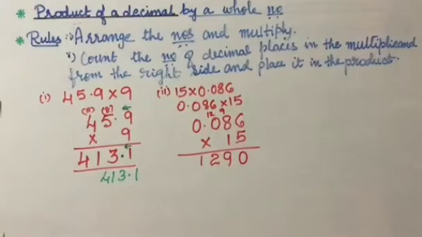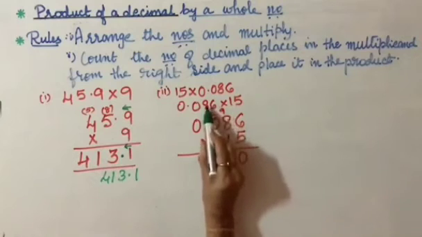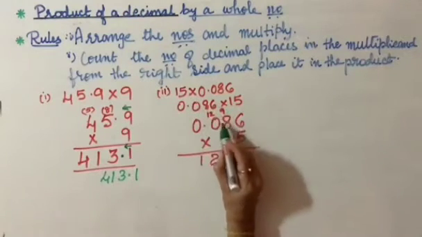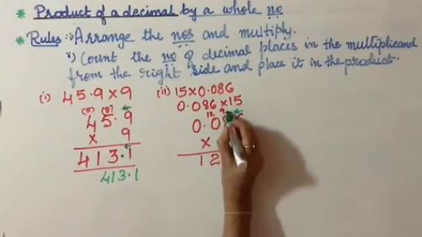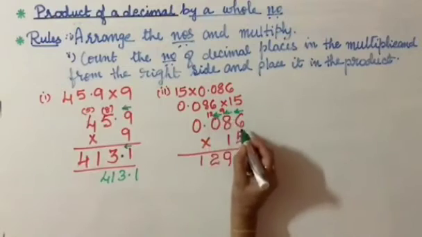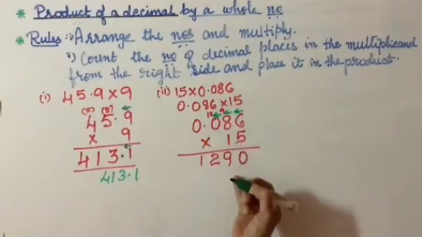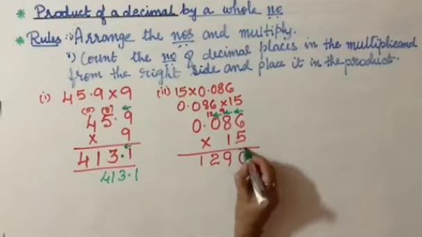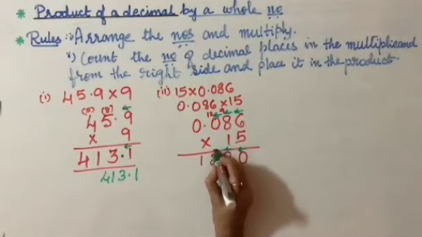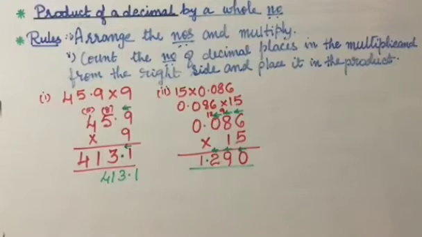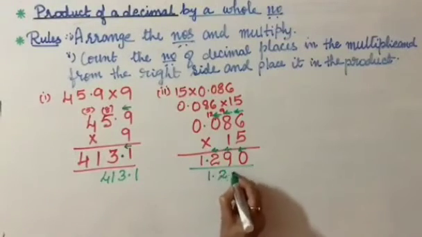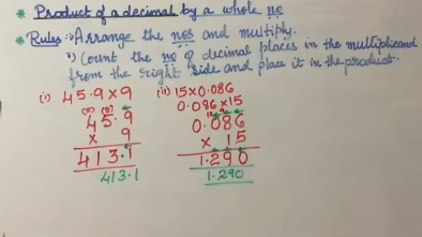Now, where to keep the decimal point is the question, is it not? So let's see where it is. 1, 2, 3. See here, 1, 2, 3 in this, the multiplicand, is it not? 1 from your right, 2 from your right, 3. So in our answer, that is the product, we have 1, 2, 3. Your decimal comes here. So the final answer is 1.290. Children, am I clear?